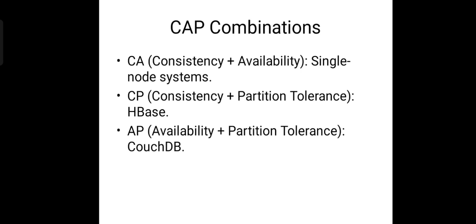First one is CA, consistency plus availability. It is a single node system. Second one is CP, consistency plus partition tolerance. It is HBase. Third one is AP, availability plus partition tolerance. It is CouchDB.